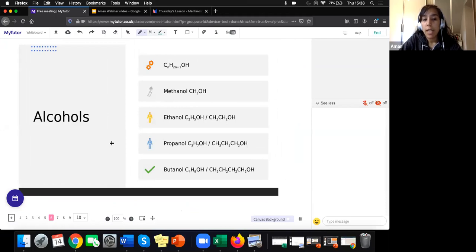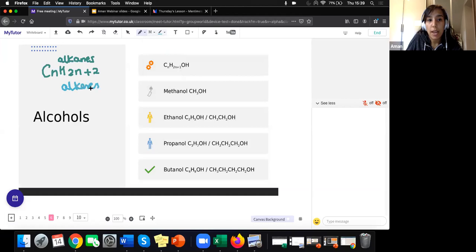So we've looked at alkanes and we know that they have a general formula CnH2n plus 2. That's alkanes. We've just been looking at alkenes and we know alkenes have a general formula of CnH2n. The next group is an alcohol, and alcohols have this formula here, CnH2n plus 1 OH, and it will make sense once I draw them out.